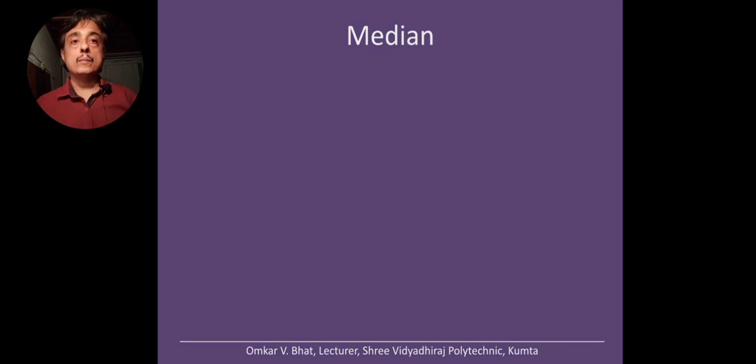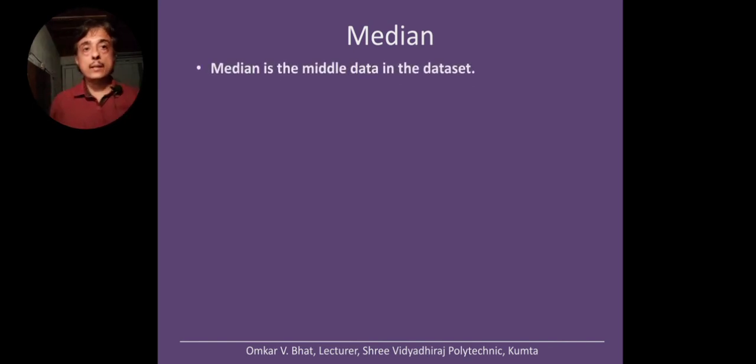Then median. So this you have already learnt in box plot. So what is median? Median means quartile 2. Quartile 2 is called as median. So median is the middle data in the data set.